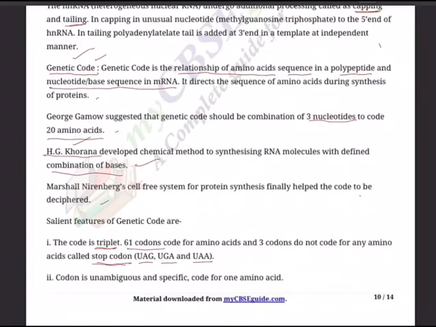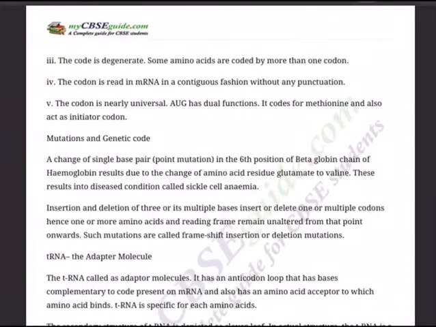And the code is unambiguous. Ambiguous means there is some confusion. Unambiguous means very clear, and they are specific. A triplet of nitrogenous bases codes for one particular amino acid. The code is degenerate, which means for a particular amino acid more than one codon can be used. This is called degeneracy of the code. Remember this, more than one codon can code for an amino acid.